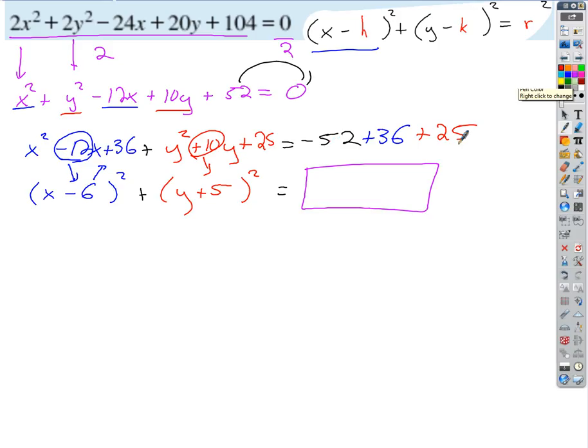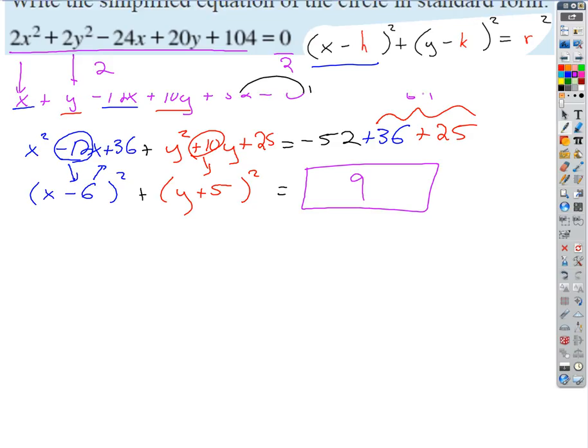-52 plus 36. So 36 and 25 add up to, what, 61? So what's -52 and +61 added together? 9, yeah. Wait, what? That's a negative. Oh right, sorry, that's a negative and that's a positive. Okay, I heard it up there, right? Does that make sense? So then for this problem, we're done.